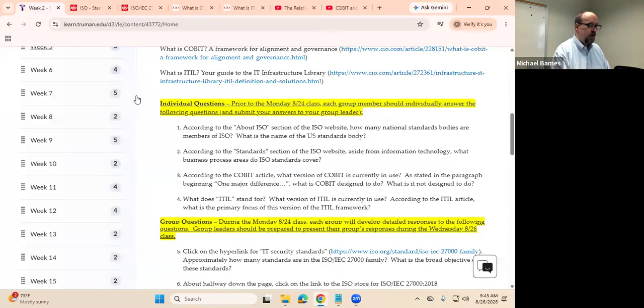All right. Moving on to COBIT. According to the COBIT article, what version of COBIT is currently in use? Jonathan, what did your group identify for the current version of COBIT? The current one is COBIT 2019.